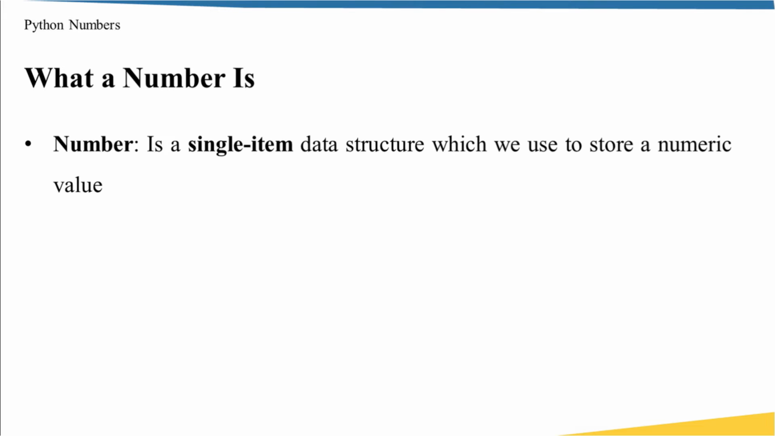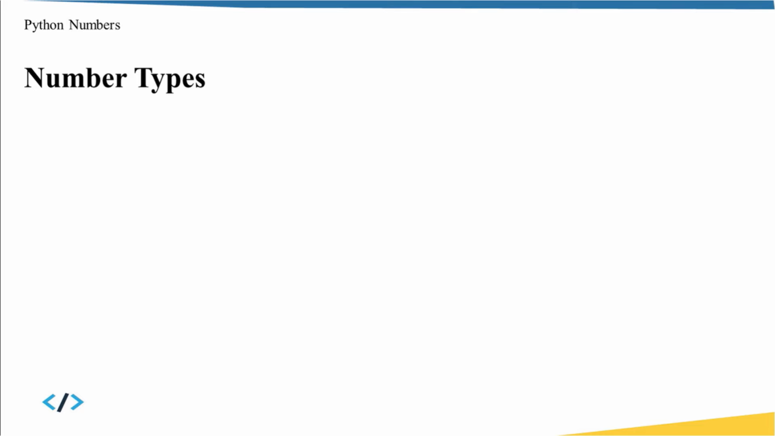What's a number? Number is a single item data structure. In other words, we use number to store only one value, one item. And this item should be a numeric value of any of the types that are supported by Python. In Python, we have 4 number types supported.